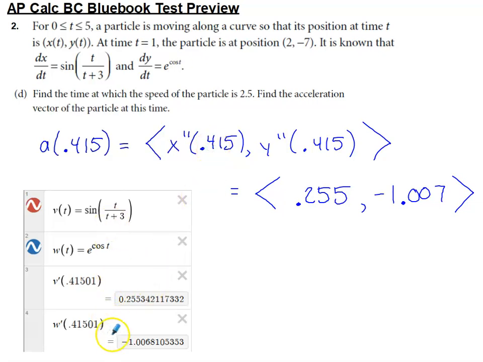I have Desmos input here. It's a little clunky to use Desmos to do this just because you can't really type in dx/dt or x prime of t or anything like that, due to some of the things that Desmos is recognizing as derivatives. So I just called the x component of velocity v of t, the y component of velocity w of t, and then I found v prime and w prime, my x and y components of acceleration.